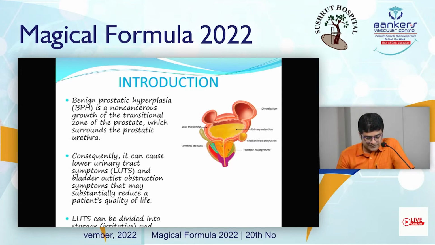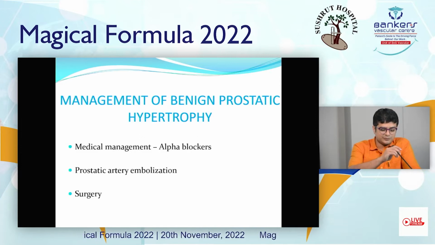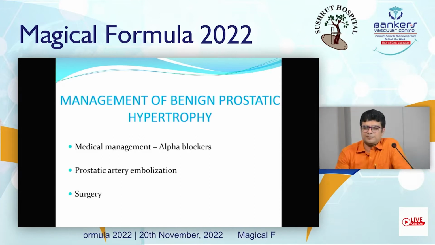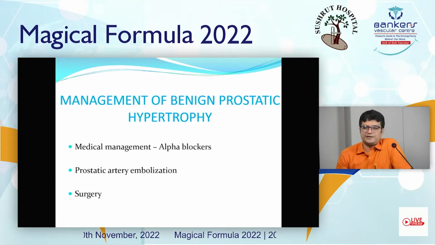The symptoms are divided into two parts: irritative and obstructive. Management: the most common management is alpha blockers, medical management. Second is TURP, and we have placed prostatic artery embolization in between. It is a minimally invasive therapy.